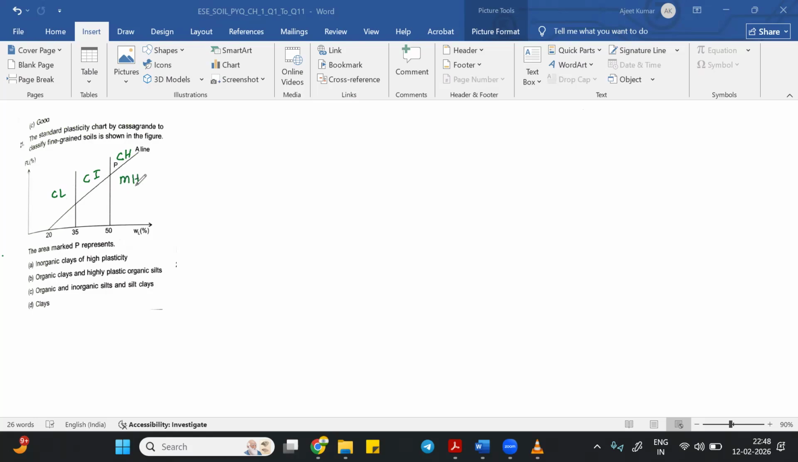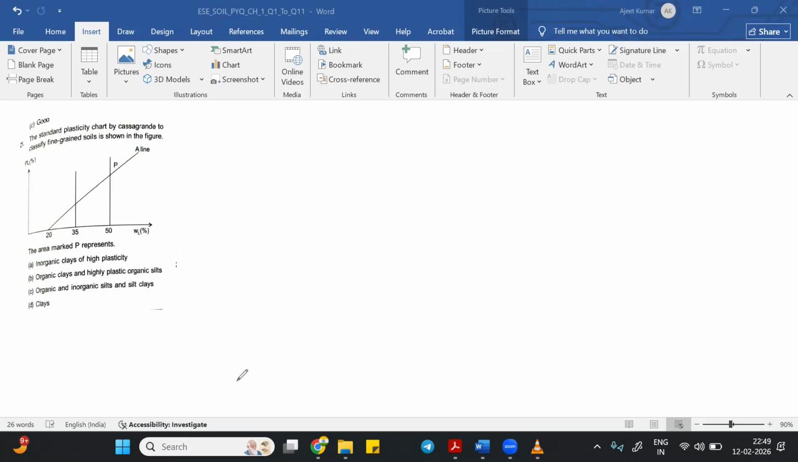That is silt of high plasticity or organic soil of high plasticity. That is silt of intermediate plasticity or organic soil of intermediate plasticity. That is silt of low plasticity or organic soil of low plasticity. So this is CH. What is CH? Clay of high plasticity, the inorganic clay of high plasticity. Answer will be A. Question 21, answer will be A. Okay.